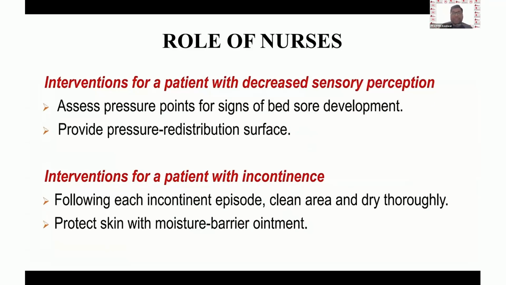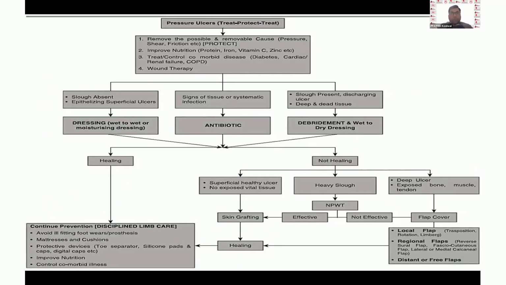Intervention for a patient with decreased sensory perception. Assess pressure points for signs of bed sore development. Provide a pressure redistribution surface. Intervention for patient with incontinence. Following each incontinent episode, clean the area and dry it thoroughly so that you avoid pressure ulcer formation or injuries. Protect the skin with moisture barrier ointments. So this is the whole flow chart of a pressure ulcer, where you prevent, protect, and treat.